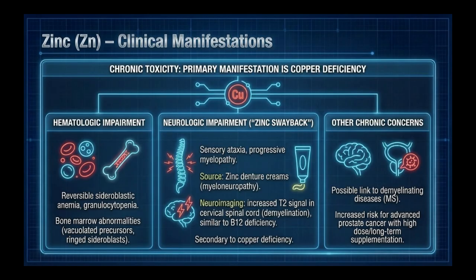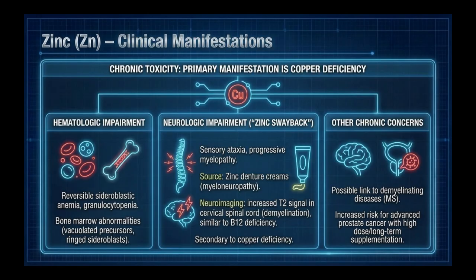Chronic exposure to zinc primarily manifests as a deficiency of copper, which can lead to various systemic effects. One significant impact is on the hematologic system. This condition often results in a reversible form of sideroblastic anemia, characterized by anemia and granulocytopenia. Additionally, there are abnormalities observed in the bone marrow, including vacuolated myeloid and erythroid precursors and the presence of ringed sideroblasts. These hematological changes are attributed to the deficiency of copper induced by excessive zinc intake.